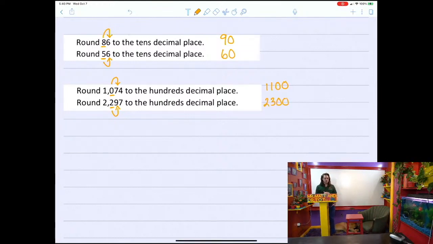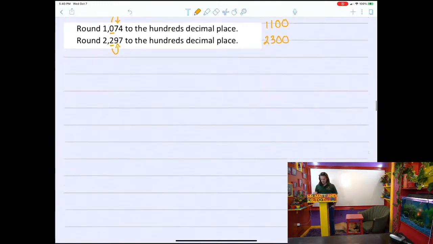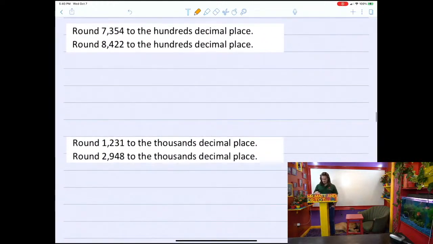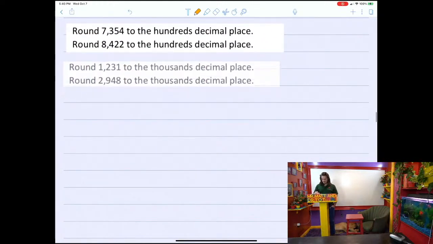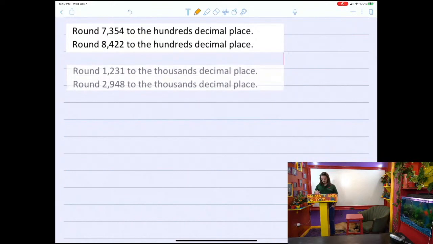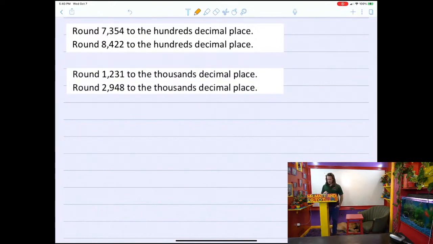If you have any questions, please let me know. Otherwise, let's take a look at these 4 problems. I'm going to give you 2 minutes.